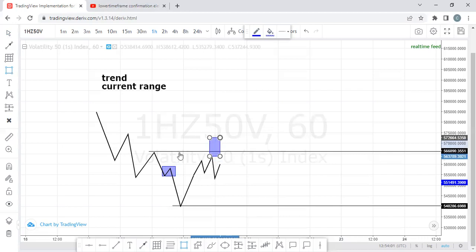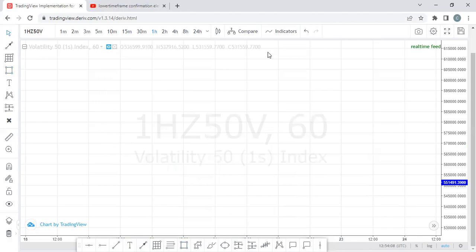It's just the reverse for a bullish situation, right? Let us clear everything. All right, so it's just the reverse for a bullish situation.